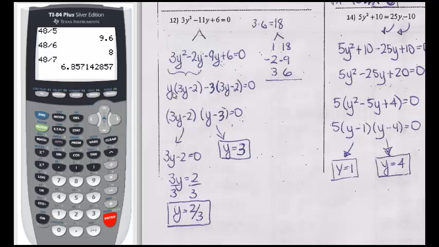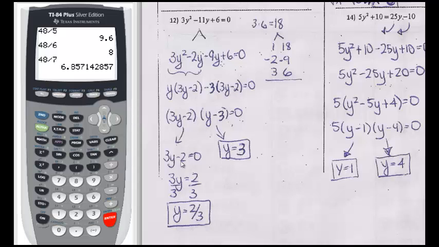Look for what they have in common. They have in common 3y minus 2. So if I factor that out, I'm left with y minus 3. So basically, split the two equations. This would be y minus 3 equals 0. If I move the 3 to the other side, it becomes y equals 3.